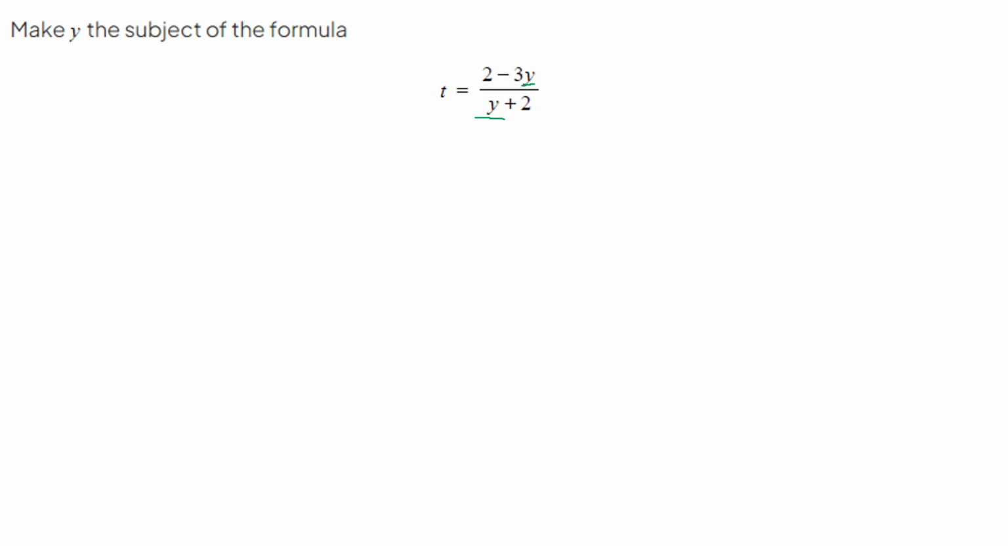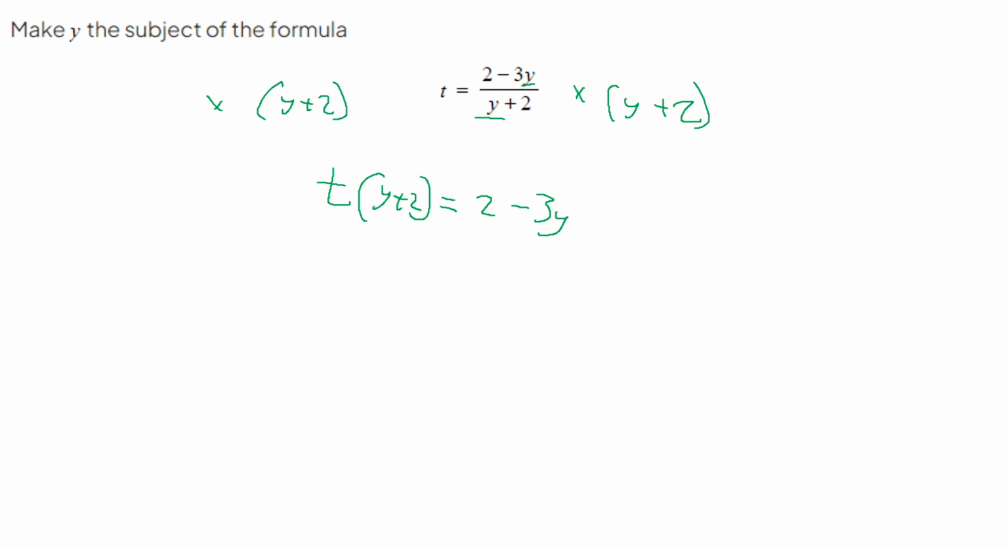So what's the problem? Why can't you solve this? What's confusing about this? It's in the fraction. So take it out of the fraction. The first thing we need to do is we need to multiply both sides by y plus 2, which is on the bottom. So this is the same as t times (y plus 2), which is equal to 2 minus 3y.